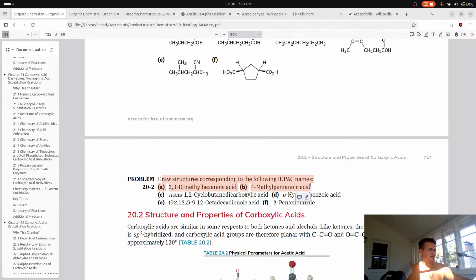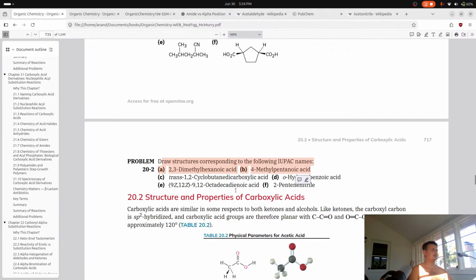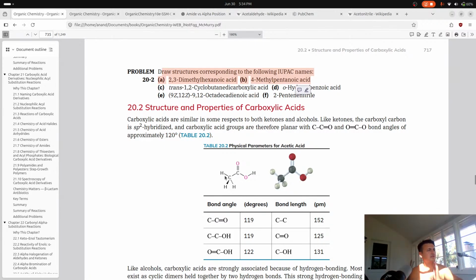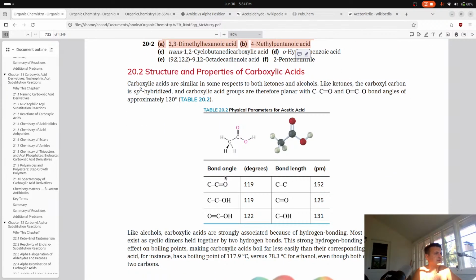Let's just bang this out. I mean, actually, I know how to do these. I'm not gonna go through this. These are boring because I already read through this. All right, structure and property of carboxylic acid.